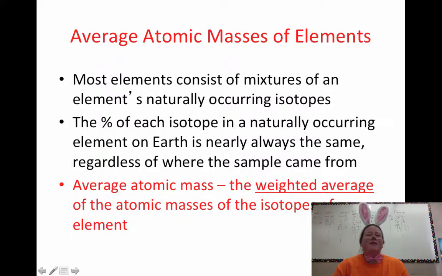So, talking a little bit more about this average atomic mass of the elements, most elements consist of mixtures of all of the elements' naturally occurring isotopes. And it doesn't matter where we get those isotopes from.